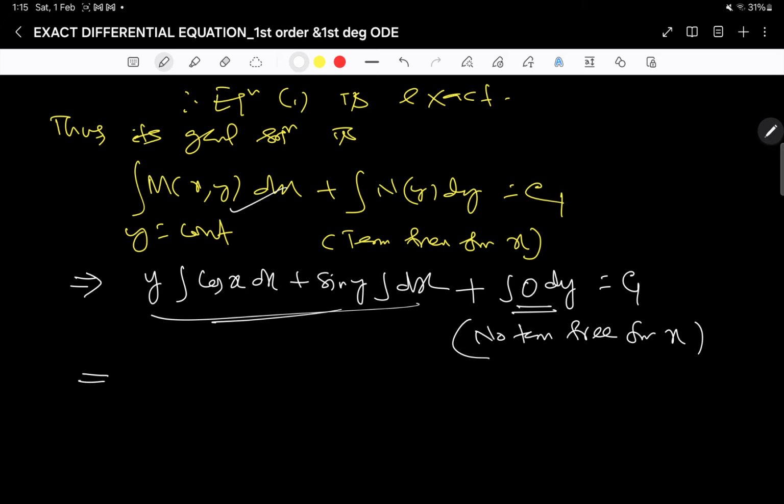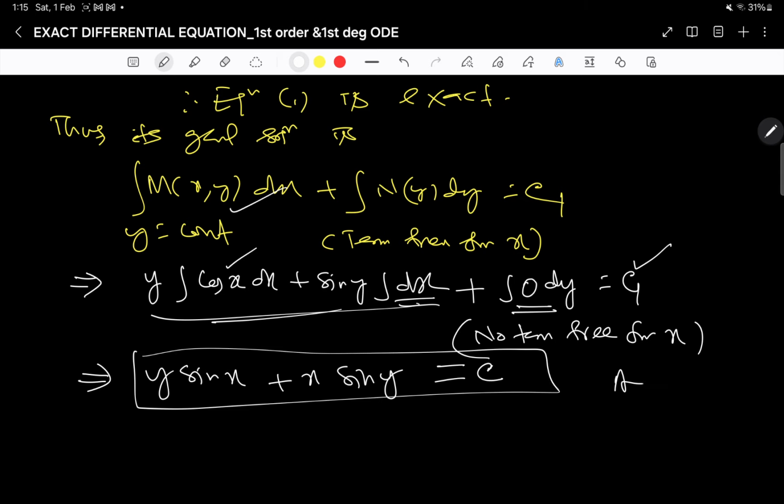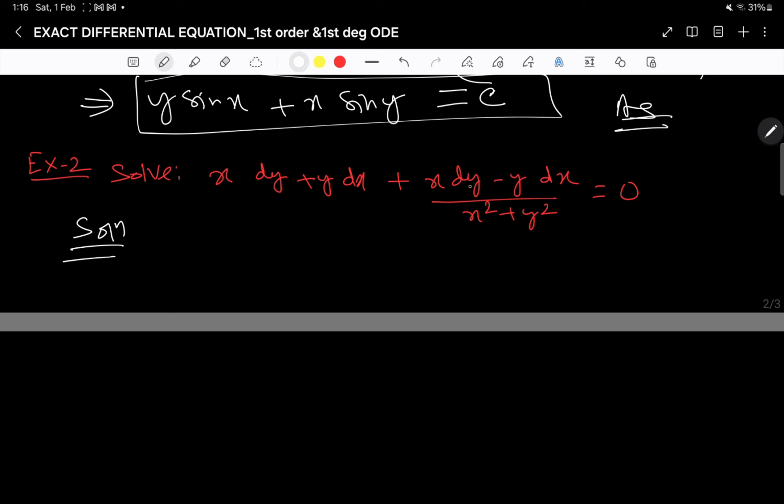So that means y into integration of cos x is sin x, plus it is x sin y. There is some constant on the left hand side and on the right hand side there is a constant, so it is c. So this is my final answer. Now let us solve one more example. Now consider this is the problem.